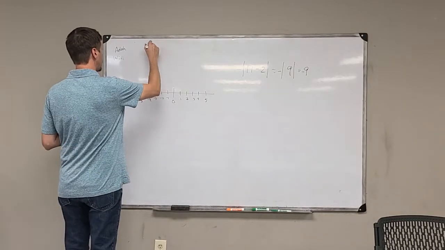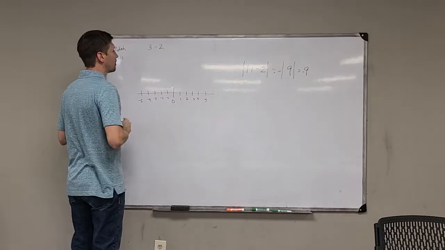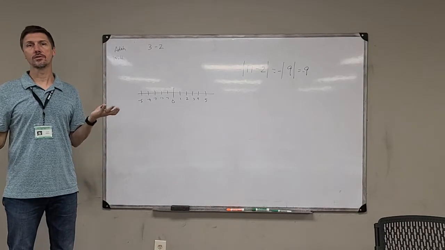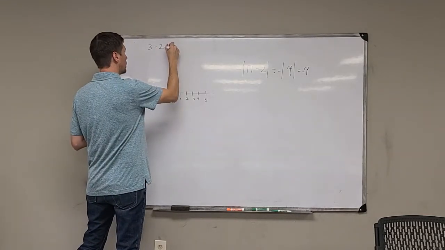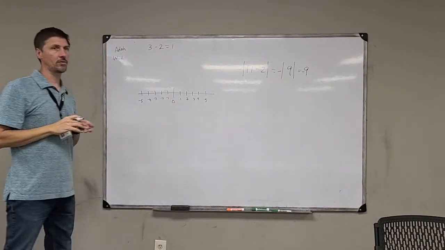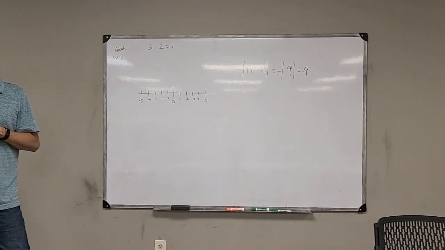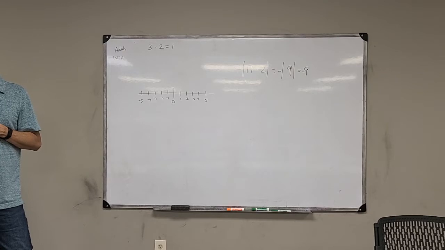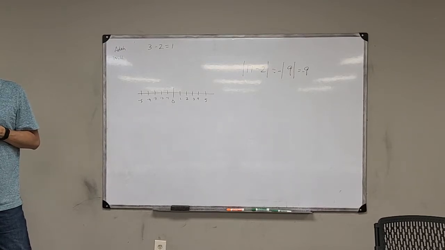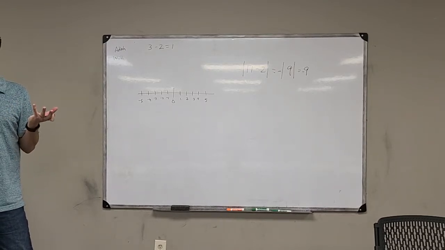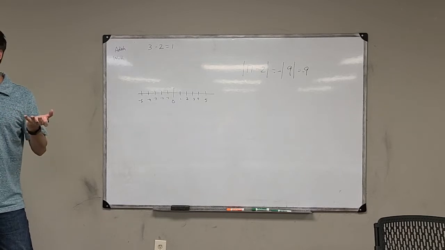3 minus 2, we all know that 3 minus 2 is 1, right? Super simple. We've been doing that type of arithmetic for a while. But I want to make sure that you grasp the fact that any problem that's got addition and subtraction in it, you can really think of the whole thing as a sum. You can think of all of it as addition.